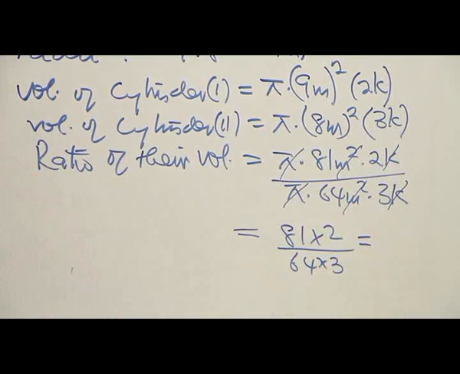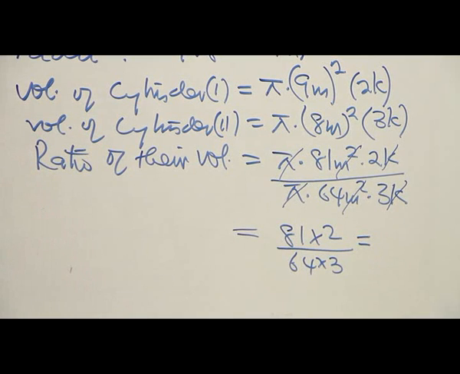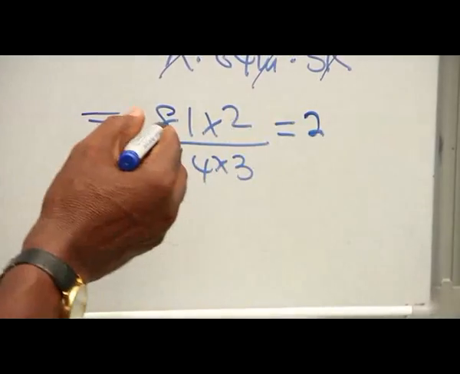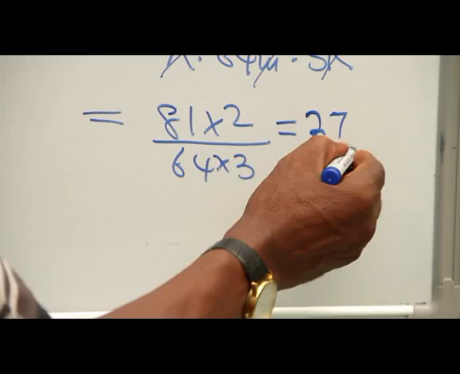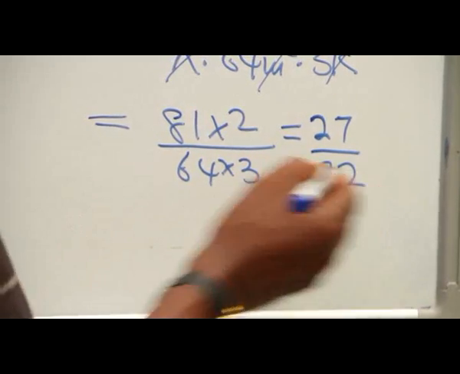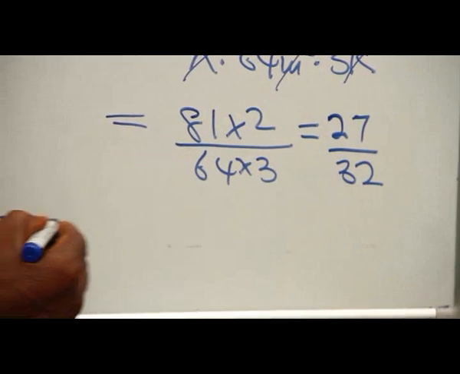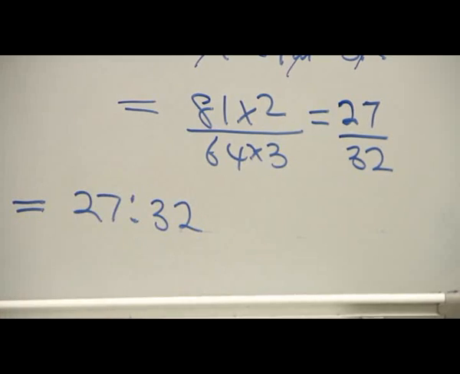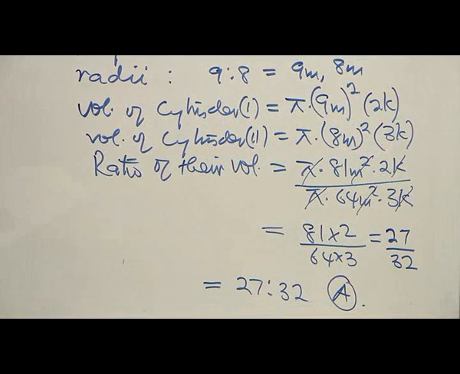And this will reduce to, 2, we cancel this, 32. 3, we cancel that, 81 divided by 3 will be 27. And then 2, we cancel this to give you 32. So the final answer is 27:32. And that gives you the answer as option A. Option A.